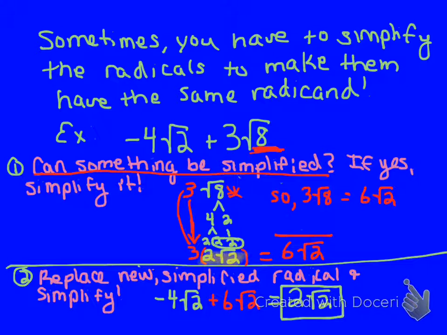So you then replace the new simplified radical and simplify. My original problem was negative 4 square root 2 plus 3 square root 8. 3 square root 8 simplifies to be 6 square root 2, so I have negative 4 square root 2 plus 6 square root 2. My final answer is 2 square root 2.